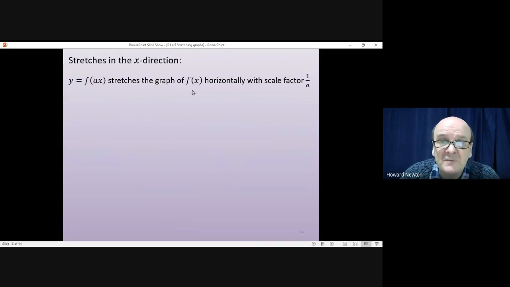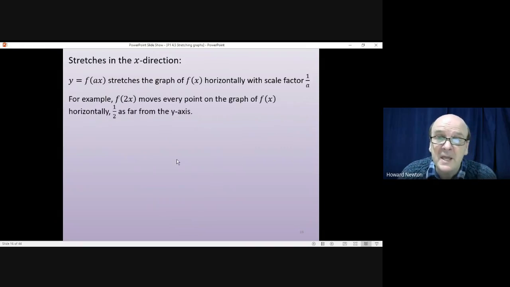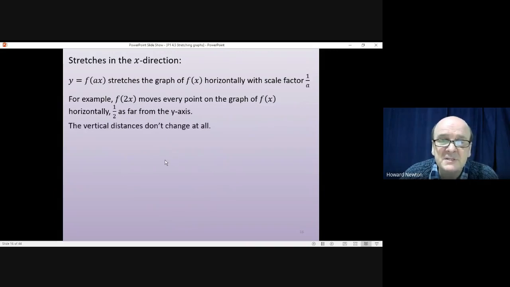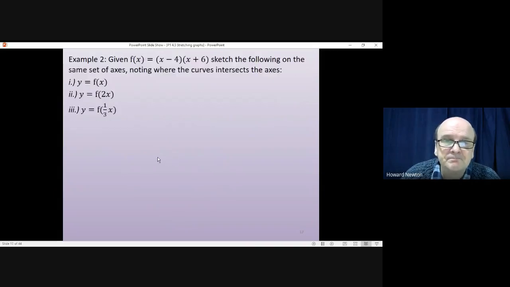That stretches the graph of f of x horizontally in the x direction, but instead of timesing by a, you actually divide by a. So for instance, if you had f of 2x, that'll move every point on the graph of f of x horizontally, but not twice as far from the y-axis. You divide by 2, 1/2 as far from the y-axis. The vertical distances, those don't change at all.